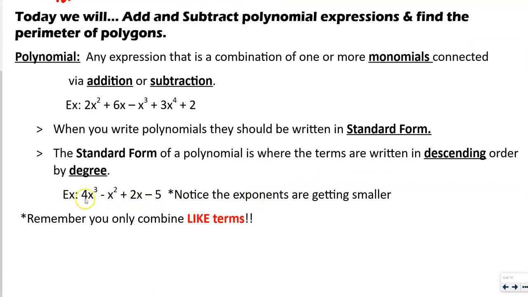So an example of that is when the degree is this up here, right? So we're going from the biggest exponent to the smallest. So 4x to the third minus x to the second plus 2x minus 5. And this is our constant right here, right? Because there is no x to it. Remember, this is an x to the first. So notice obviously that the exponents are getting smaller. So remember also that you only combine like terms.